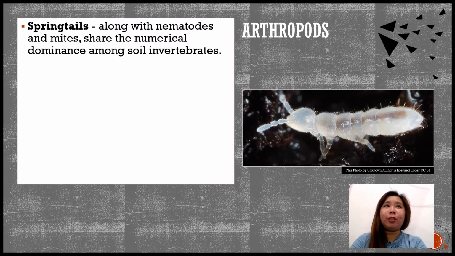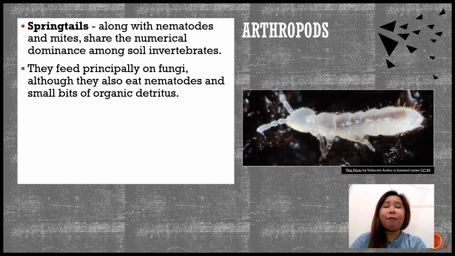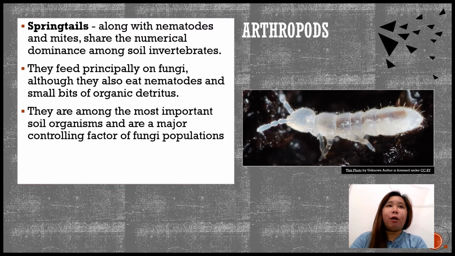Springtails, along with nematodes and mites, share the numerical dominance among soil invertebrates. They feed principally on fungi, although they also eat nematodes and small bits of organic detritus. They are among the most important soil organisms and are a major controlling factor of fungal populations.